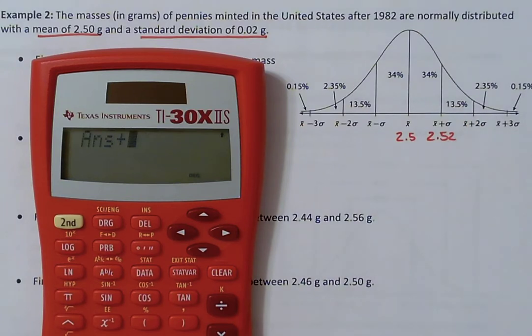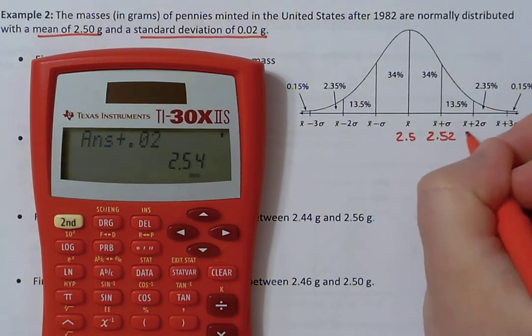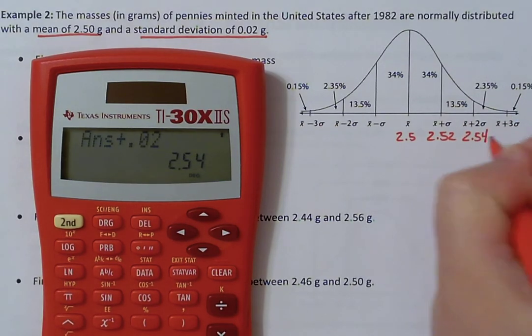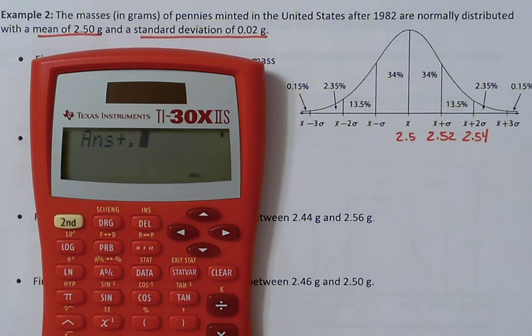We add 0.02 again, we get 2.54, and then if we add it again, we get 2.56.